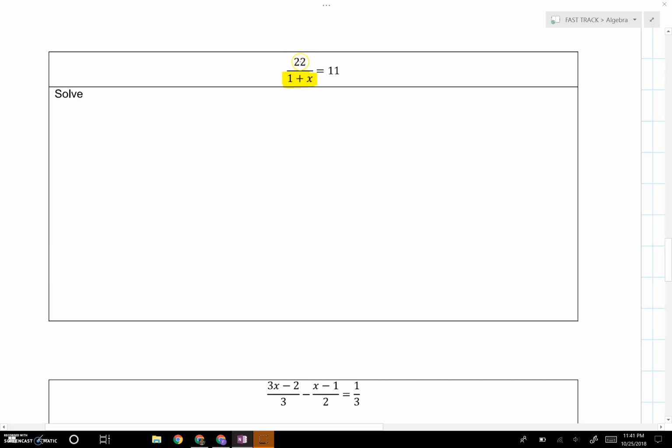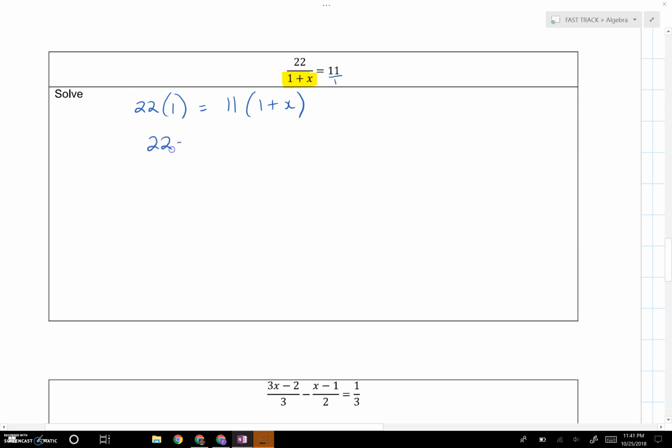Hopefully, maybe you notice that I've got 22 over 1 plus x is equal to, and then I can write it as 11 over 1. This means, again, I have a fraction equal to a fraction. There's nothing else. So I'm going to cross multiply. So 22 times 1 is 22. I'm going to write it out, is equal to 11 times 1 plus x. Well, I've got some brackets here, so I guess the best thing to do is to distribute.